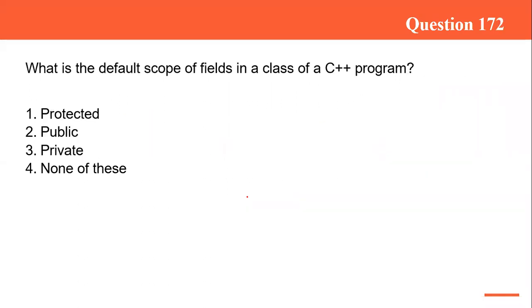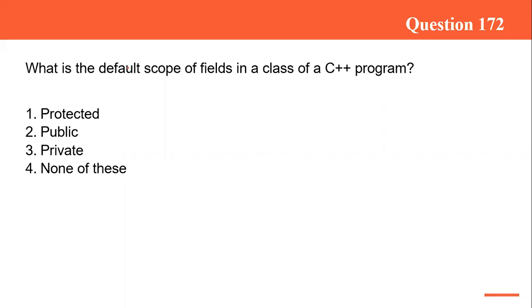Let's see the next one. This one is something which you need to know. What is the default scope of fields in a class of a C++ program? Everyone thinks that it is public, but no. The answer is not public. See, in Java, we have an access modifier called default. If you don't mention anything, it is the default access modifier. But in C++, it's different. It is private. Remember this. By default, if you don't mention anything in C++, it considers the variable or member as private membership.